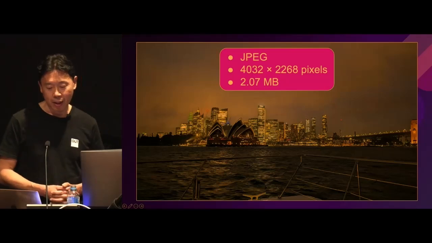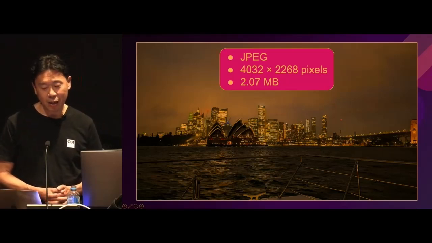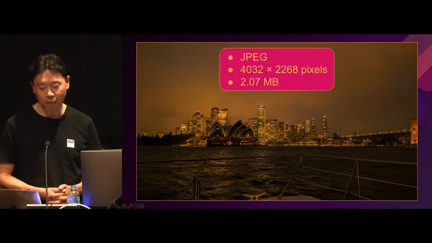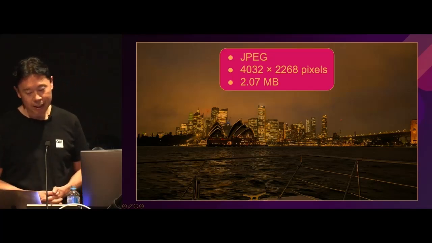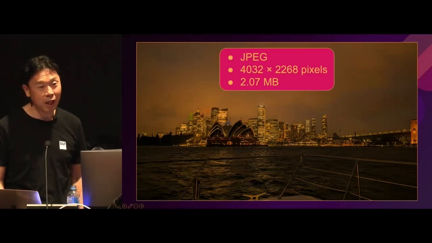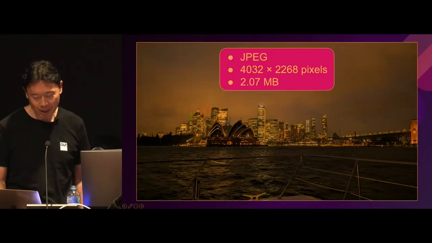Image files can be pretty big, and large image files can slow down your website. Nobody likes a slow website. It can be really frustrating for your visitors. For example, take a look at this photo of the Opera House. I took this picture myself. It's a JPEG file, 4,032 pixels wide and 2,268 pixels high. The original file size is 2.07 megabytes. That's pretty big.